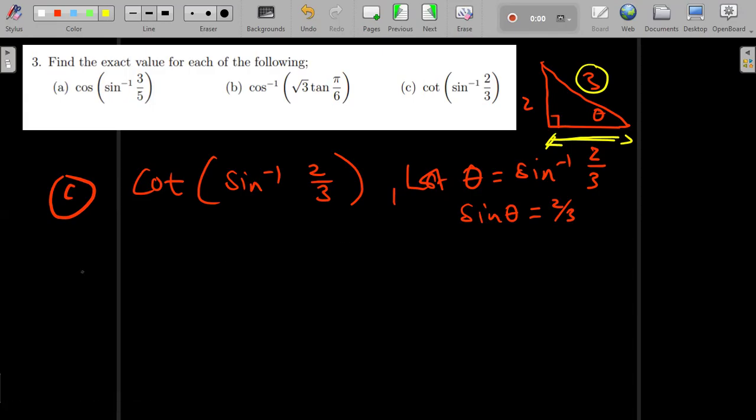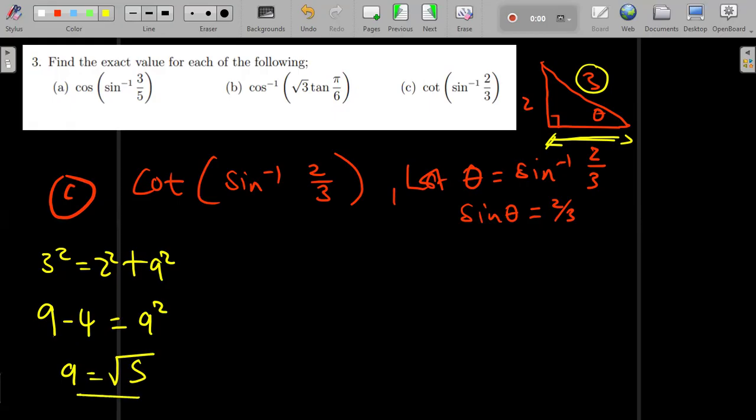So how do we do that? We go to the Pythagoras theorem. 3 squared is equal to 2 squared plus adjacent squared. So this will be 9 minus 4 is equal to adjacent squared. 9 minus 4 is 5. Then we take the square root of both sides, so the adjacent there will just be the root of 5. All right, so now we want to find the cot angle.